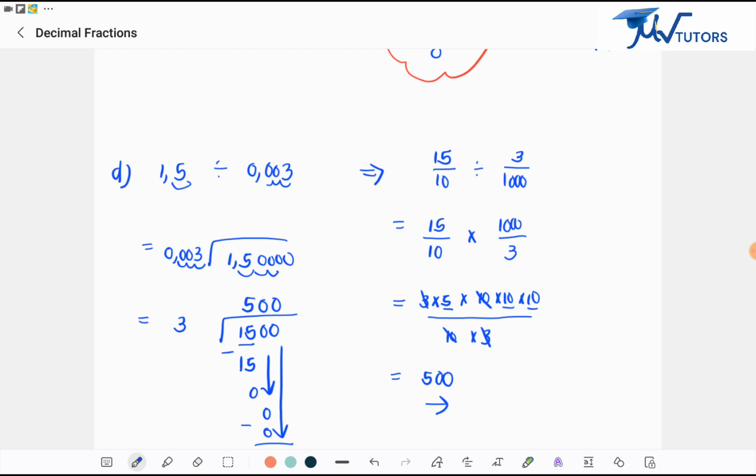I really hope after this session you are able to deal with these decimal fractions. You can add them, you can subtract them, you can multiply them, you can divide them, you can round off to whatever decimal place they want you to round off to.